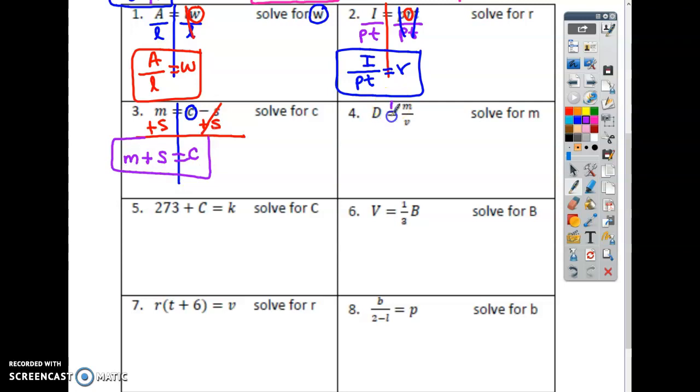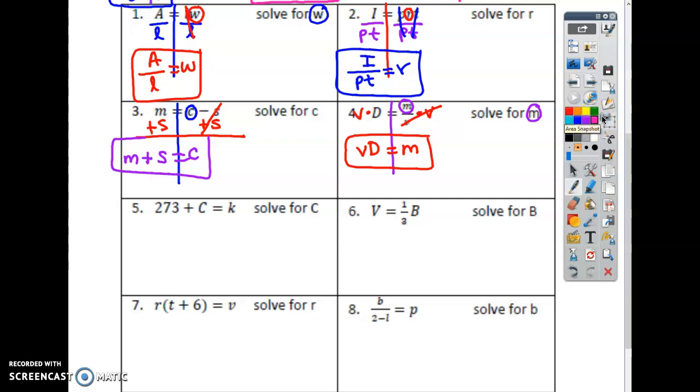Number 4, I want to solve for m. What is the m doing? It's dividing. What's the opposite of divide? Multiply. So I'm going to multiply both sides by the one that I want to get rid of, so v. I don't want to get rid of my m. I want to get rid of the v. So the v cancels. What does this say? V times d. That's just v d equals m. These are super easy. If you can see what's happening, you just do the opposite.